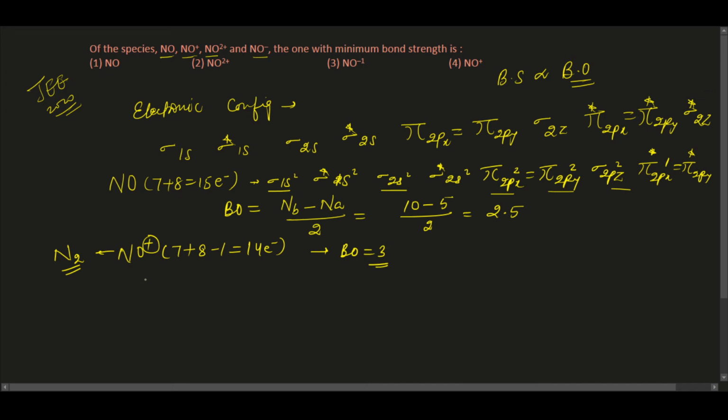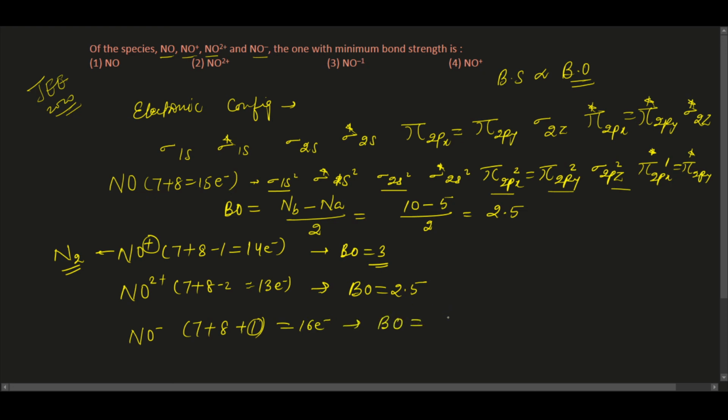Similarly, when you calculate the bond order of NO2+, that is 7 plus 8 minus 2, that is 13 electrons, you will get the bond order as 2.5. And the bond order of NO-, that is 7 plus 8 plus 1, plus 1 is for the gain of 1 electron. So it is 16 electrons, and the bond order of 16 electrons is how much? 2, or you can say equivalent to O2.